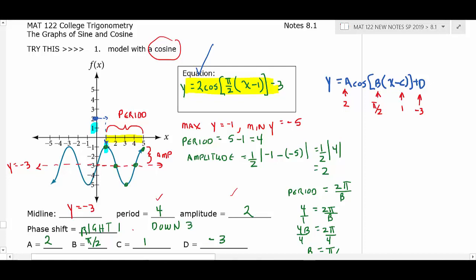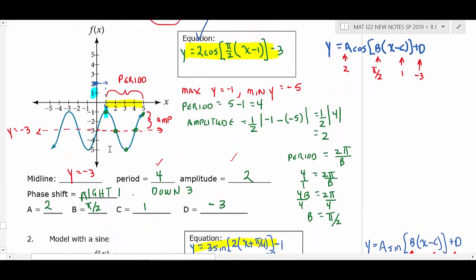And then the other thing you want to do to wrap this up is the period. The period's 4, so use the formula period is 2 pi over b. So we'd have 4 is 2 pi over b. You can cross multiply to get 4b equals 2 pi. Divide by 4, you get pi over 2. And b can have a pi in it. So again, using this formula, the amplitude is 2, b is pi over 2, c was to the right 1, d was down 3. If you plug everything in, you should get this point like this.